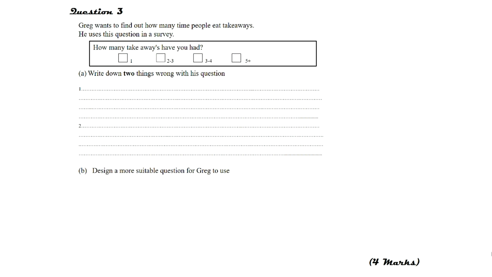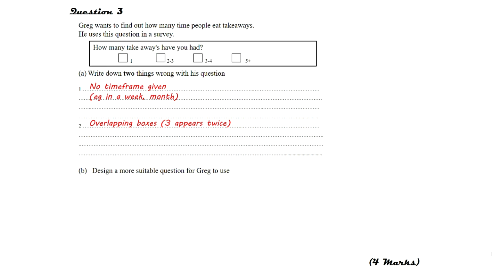Does it have a time frame? Do your response boxes overlap? Do your response boxes cover every single option? And the very last one is, are your response boxes numerical? Are they very specific? So things that are wrong with this question: there's no time frame given, so we're talking takeaways in a week, a month, and there are overlapping response boxes.